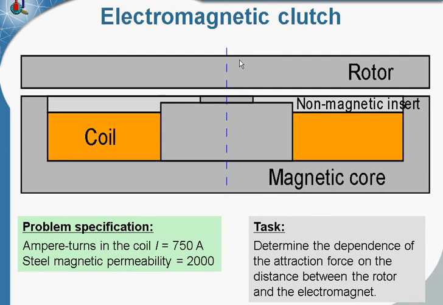The coil is energized with a direct current, which is 750 ampere turns, and our task is to determine the dependence of the attraction force acting on the rotor as a function of the distance between the rotor and the electromagnet. It is not clear from this picture, but the rotor has a disc shape, and what we see is the cross-section of the cylindrical coil and the cylindrical magnetic core.